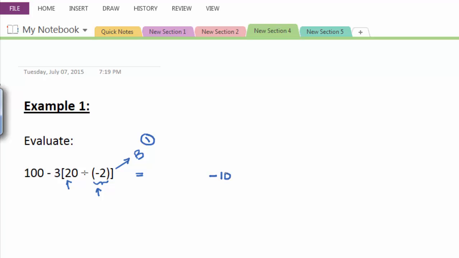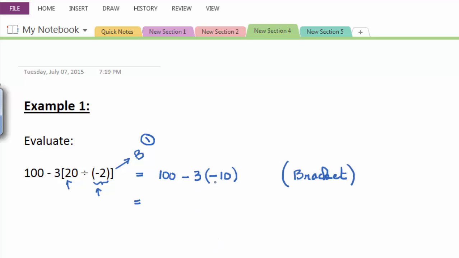So all of that I can insert between brackets and leave the other as it is. So 100 minus 3, and the big bracket here I did it and it was -10. Let's go to the next level. And don't forget, between brackets, explain to the teacher that you did the bracket operation. So this was number 1.